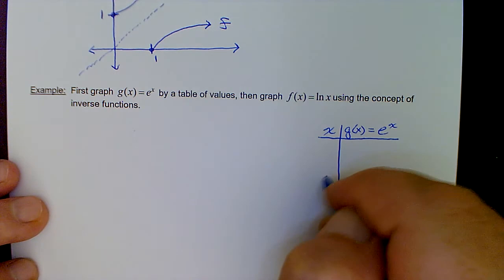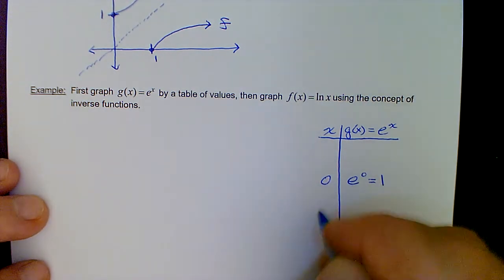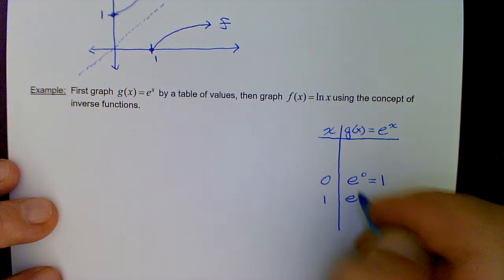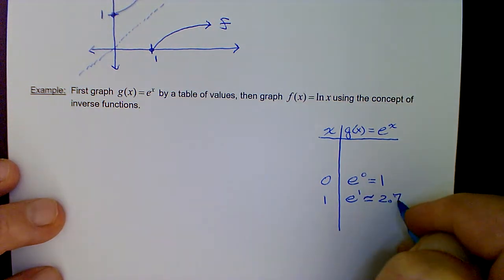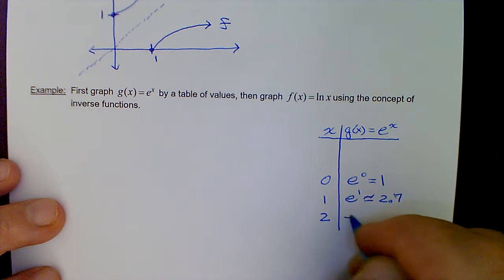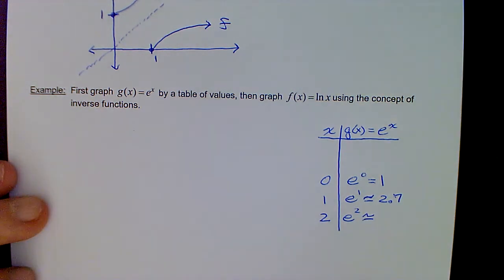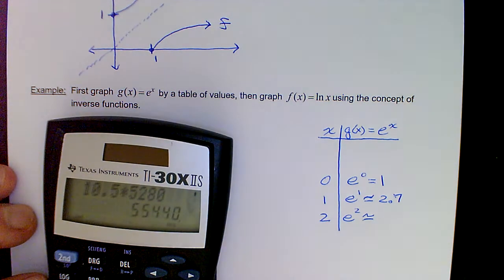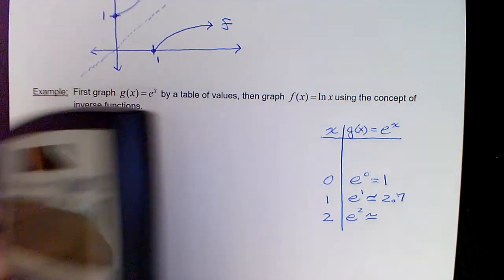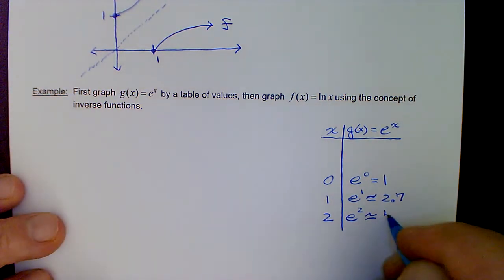So let's say if x is 0, I'm going in the middle of the table, e to the 0 would be 1. If x is 1, e to the first is about 2.71828. If x is 2, e squared is about 7 point something. Let me check it out on my calculator. Let's see, e raised to the second is 7.389, so let me just say about 7.4.